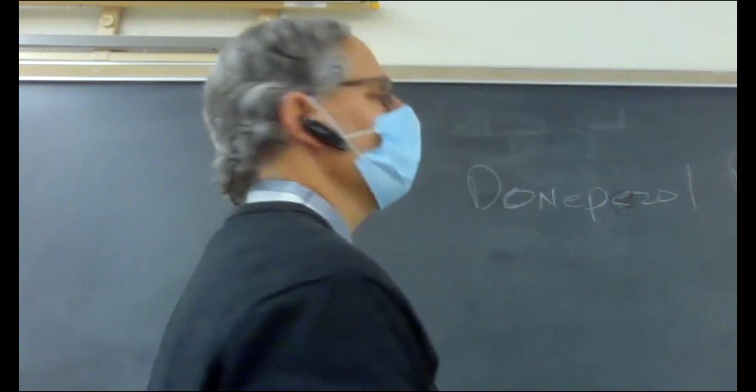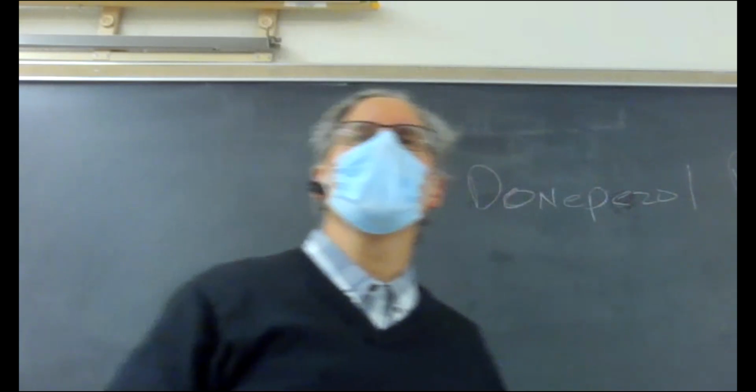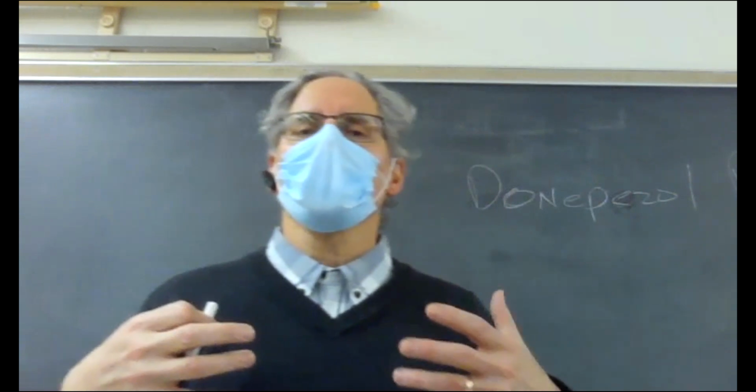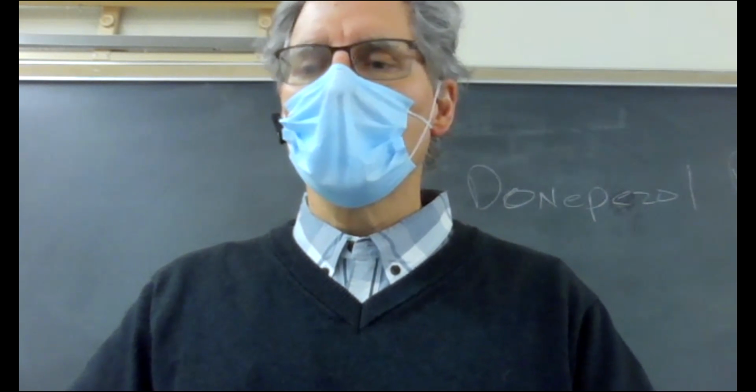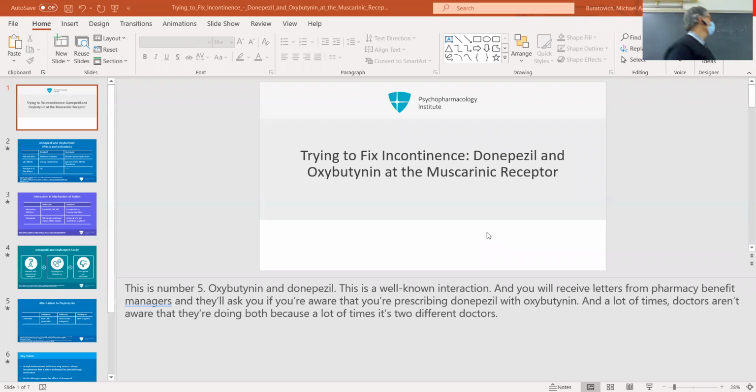Donepezil. Donepezil is used for people who have Alzheimer's or dementia or something like that, and you usually have some sort of decrease in cognitive ability. That decrease in cognitive ability... so this is an inhibitor of acetylcholine esterase.